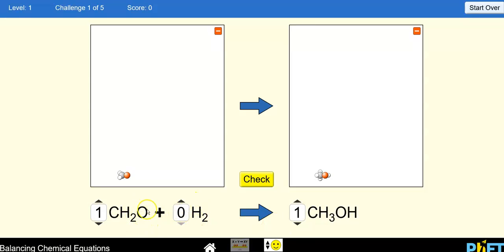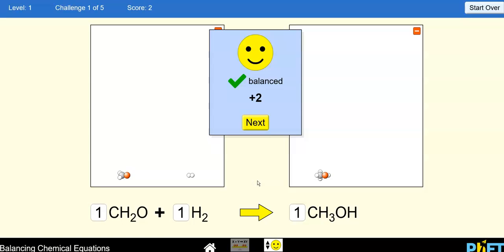There's 1 oxygen in the reactant, 1 in the product. So right now, carbon and oxygen are both balanced. Can we balance the hydrogen? There are 2 hydrogens in one of our reactants. If I put 1 hydrogen there, that's a total of 4 hydrogen atoms on the reactant side. In this structural formula, the hydrogens are separated, but 3 plus 1 is a total of 4. That looks like it's balanced with just 1 of each. I can check that it's balanced. I got 2 points, and I could go on to the next problem.